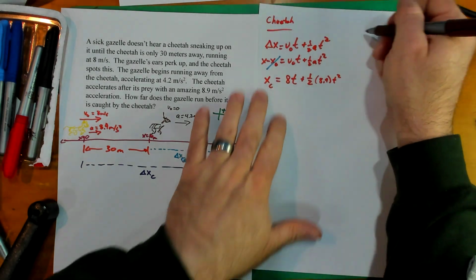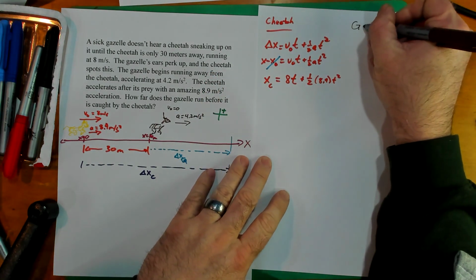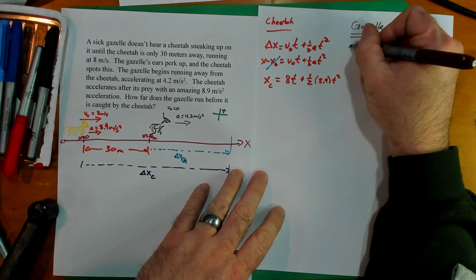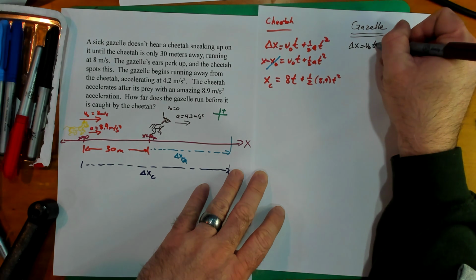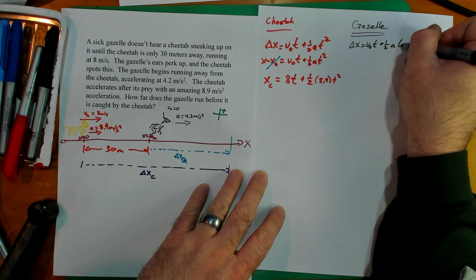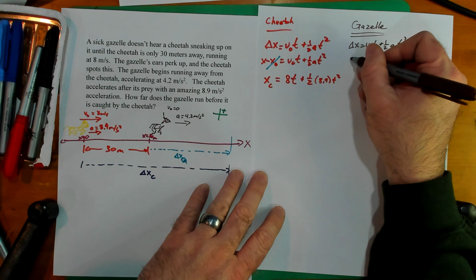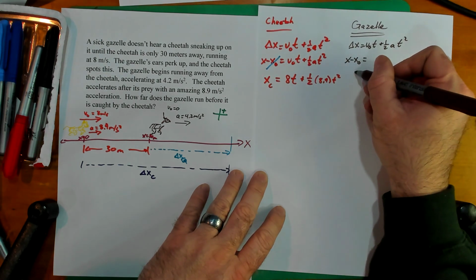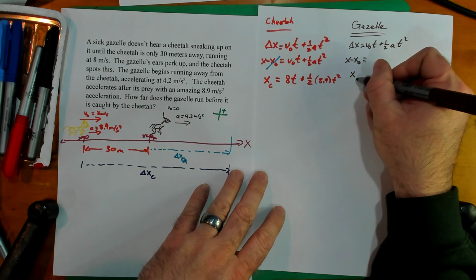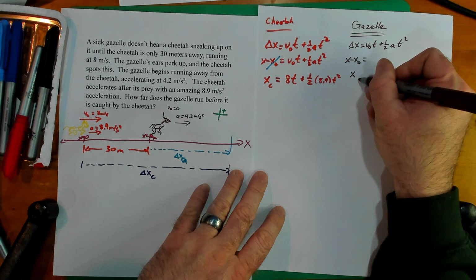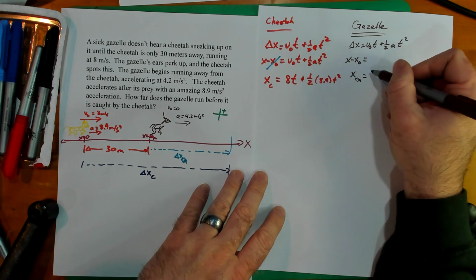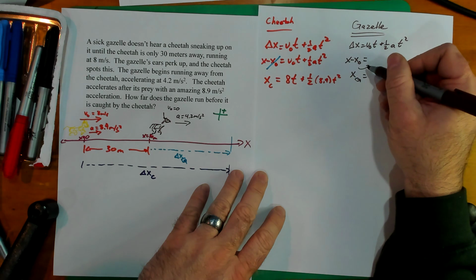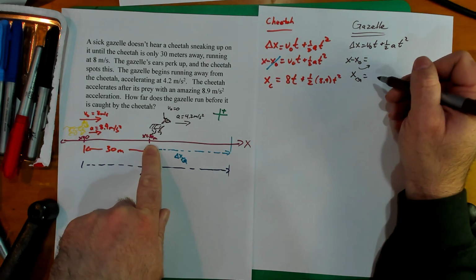So for the gazelle, we're going to use again that same formula, delta x equals v naught t plus 1/2 at squared. Where it says delta x, I'm going to sub in x minus x naught because I really want an equation for position. Add that x naught over, so it's going to be position of the gazelle. So what's the starting position of the gazelle? Well, the gazelle started at the 30-meter mark.